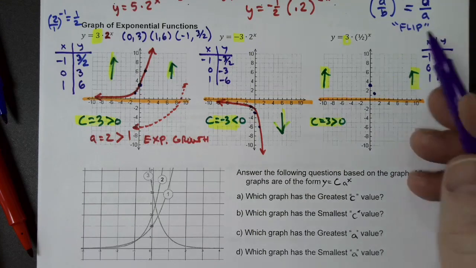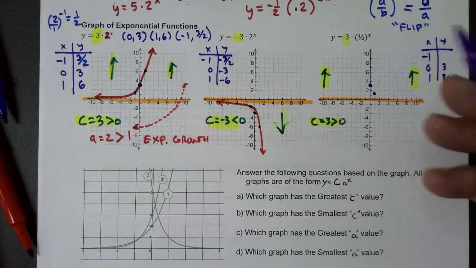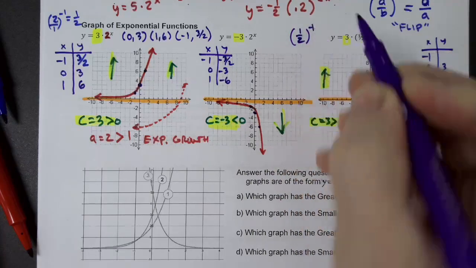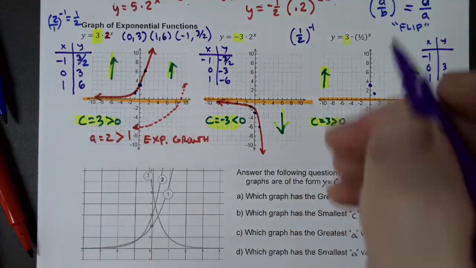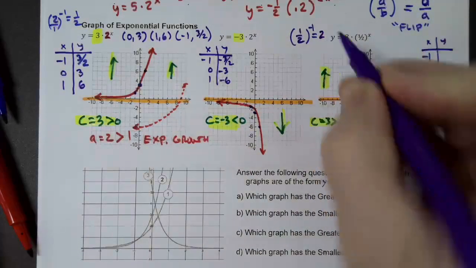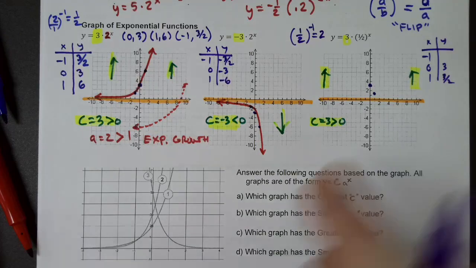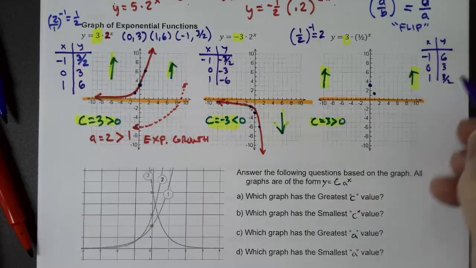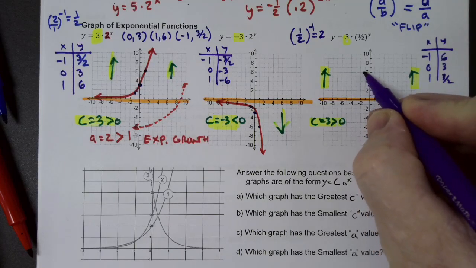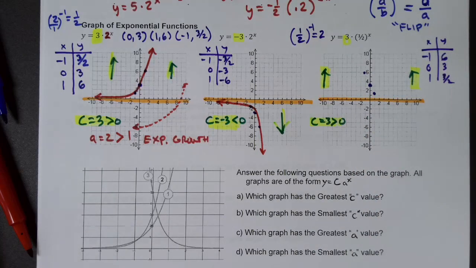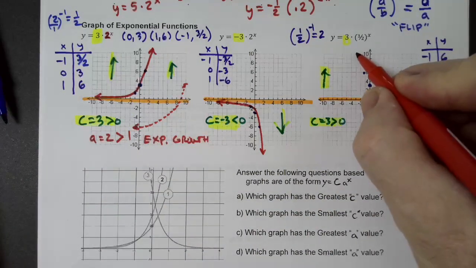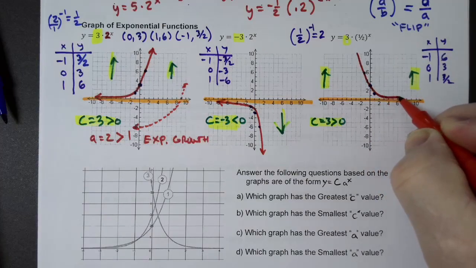And then think about the -1. Remember how we said we flip? So this time we have 1/2 to the -1st power. When we do the reciprocal or flip, this will be 2 over 1, or 2. And of course 2 times the 3 is going to give us 6. So we'll go to the left one and up 6. That means when we connect the dots here, it's going to look like this.